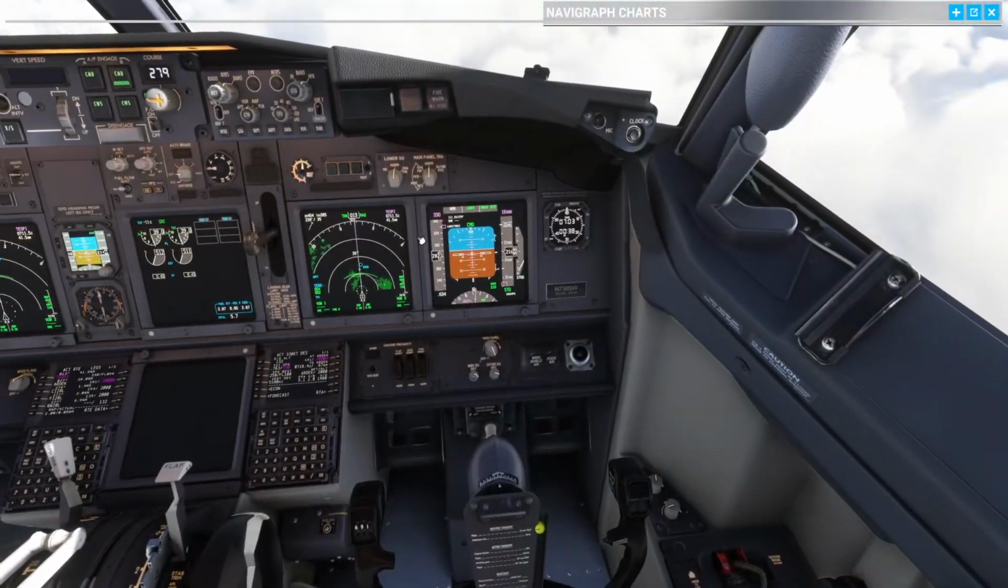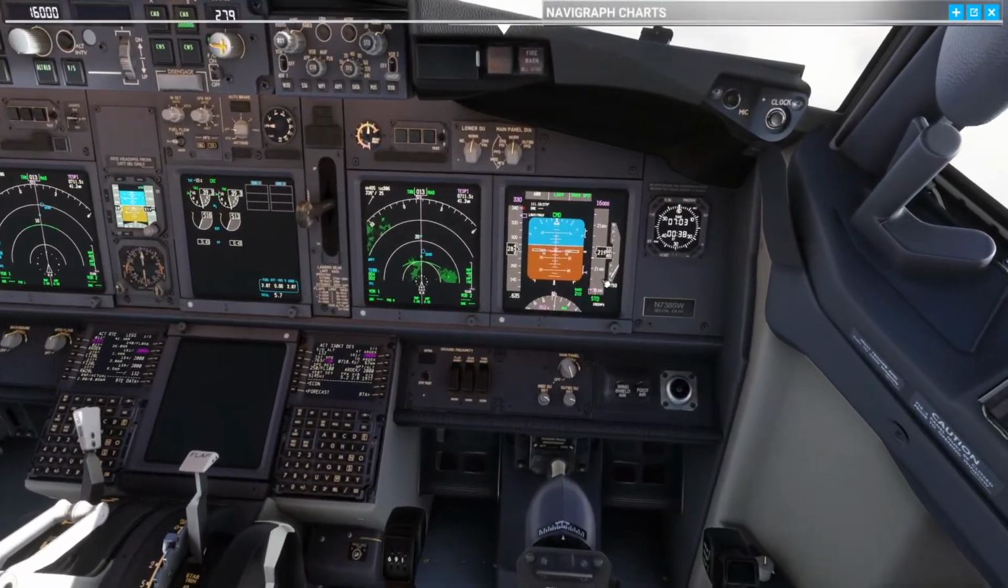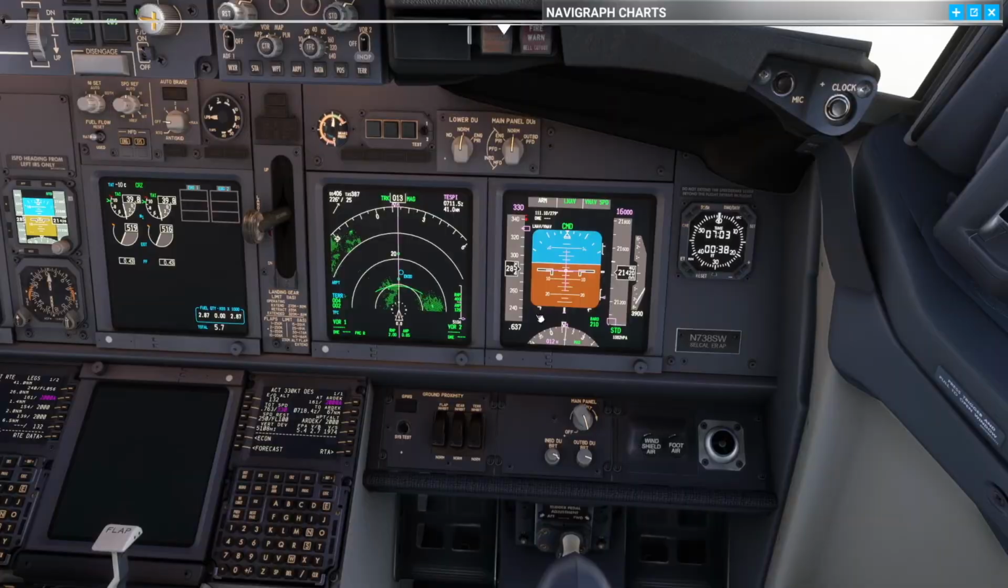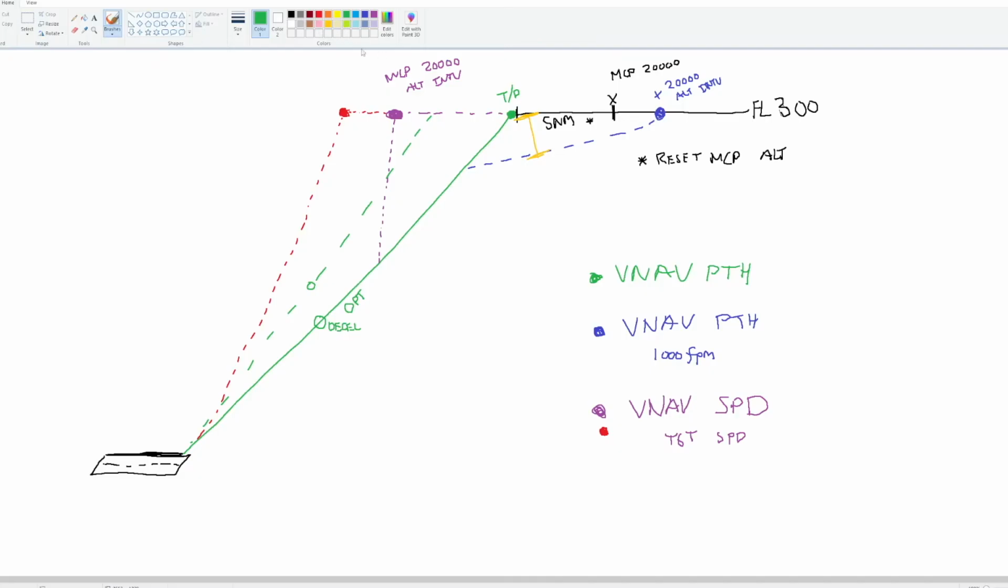Let's use the anti-ice. So what's happening to our path now is it is decreasing, because we are now following our VNAV speed path here, pitching down a lot more than the path is. So we are catching up with the path right now with 330 knots.